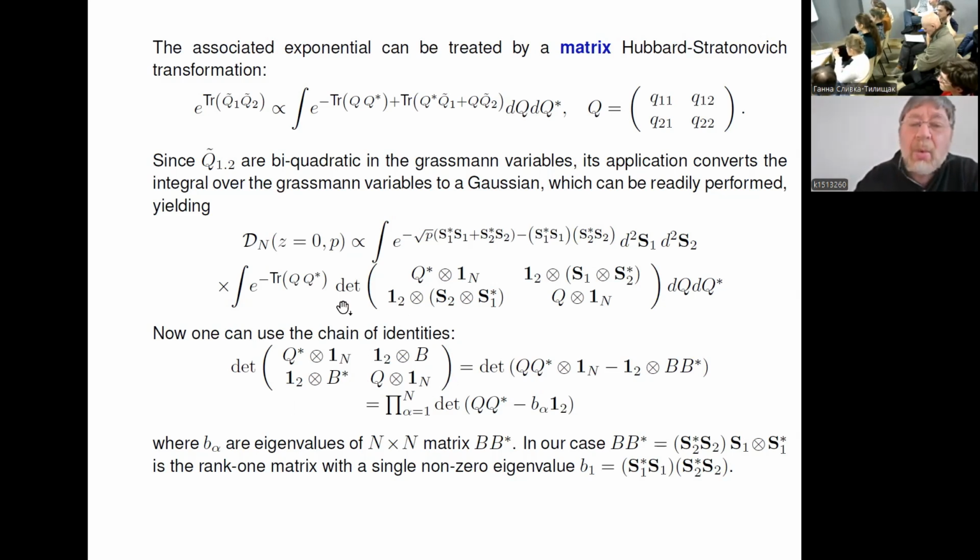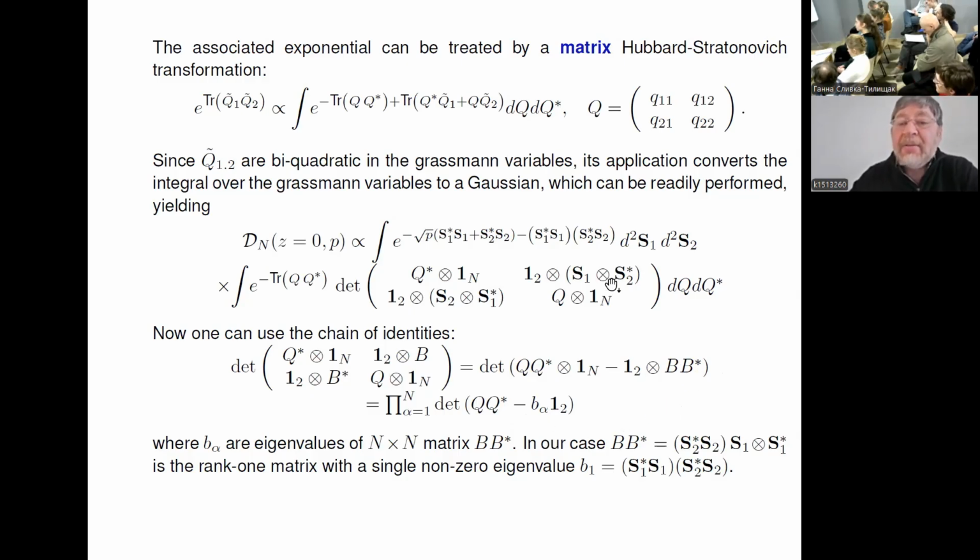Applying it, one first reduces this determinant to a determinant of now 2n by 2n. This was 4n by 4n. Now it's reduced to 2n by 2n, but it's of a particular form. And due to this particular form, if you write it explicitly for, say, small n, you will immediately see that it's in fact a product of determinants of 2 by 2 matrices, where the matrices are Q times Q conjugate minus eigenvalues of this matrix B star, whatever they are.